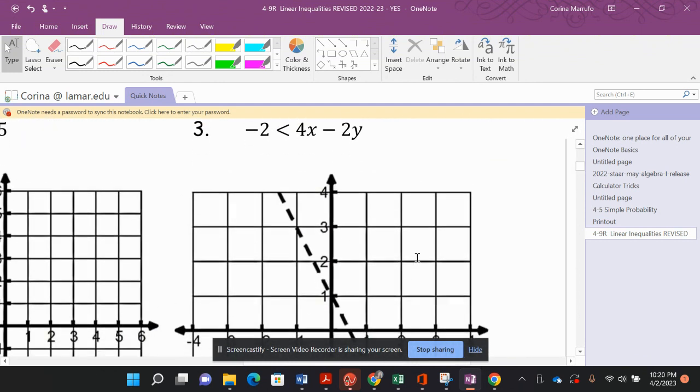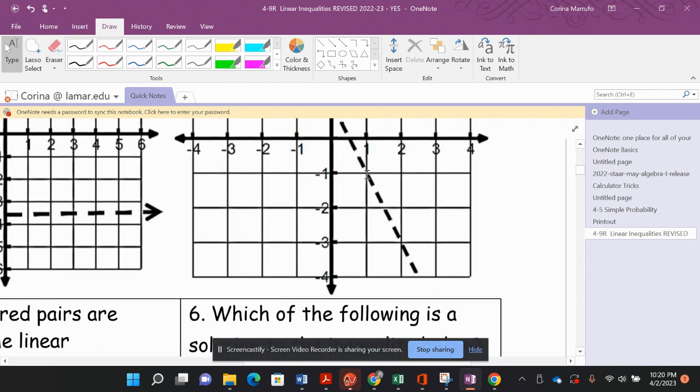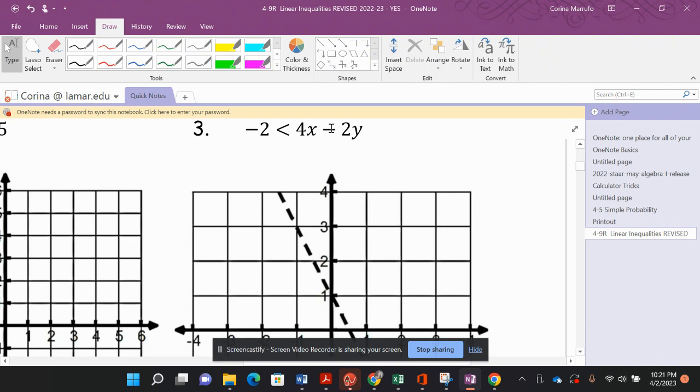So here it gives us -2 is less than 4x minus 2y. We can do this one of two ways. We can get the y by itself and figure out which way we're going to shade, or we can test a point. That's what I'm going to do. We're going to test a point. I'm going to pick a point somewhere on the graph. It can be anywhere you want. I am going to pick this point right here. This point is going to be (2, 2). So I'm going to put the point here, (2, 2). 2 is my x, 2 is my y.